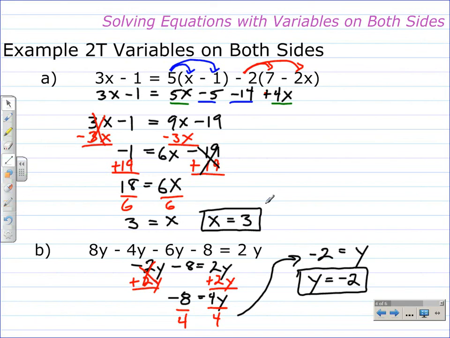So we can see in both of these examples, it's important to make sure you collect like terms on both sides before you do anything else, before you try to eliminate the variable on either side.